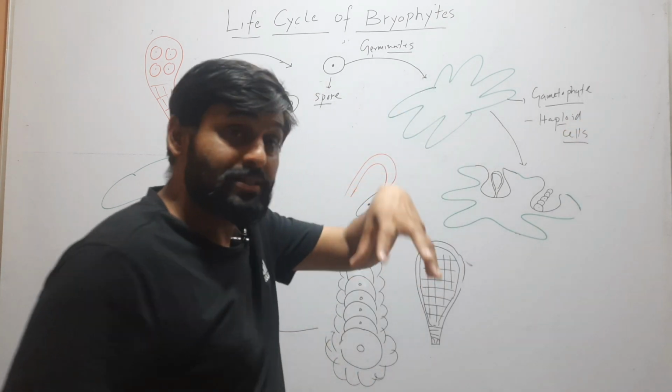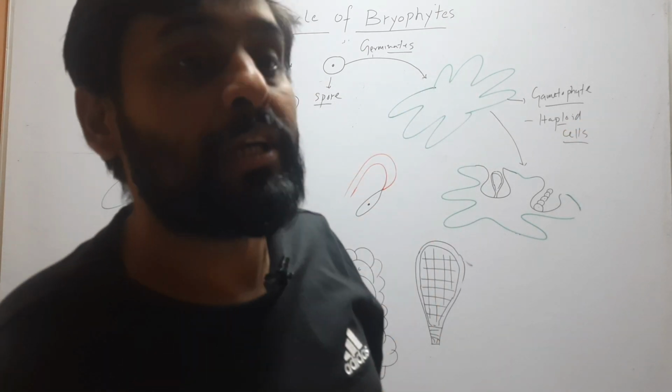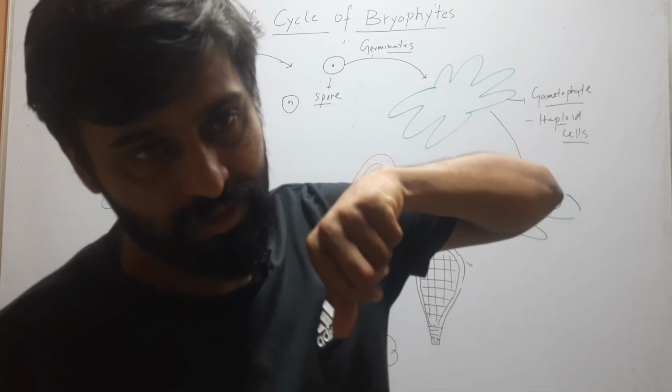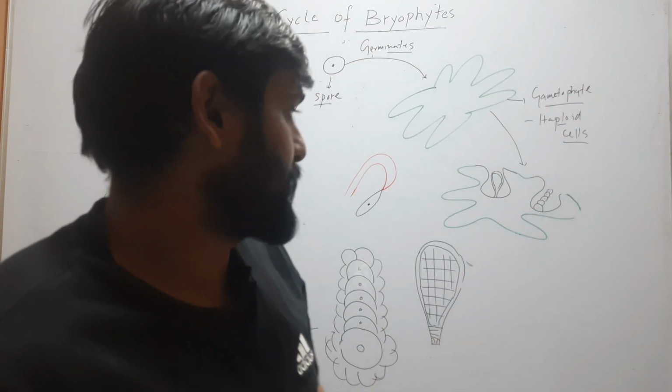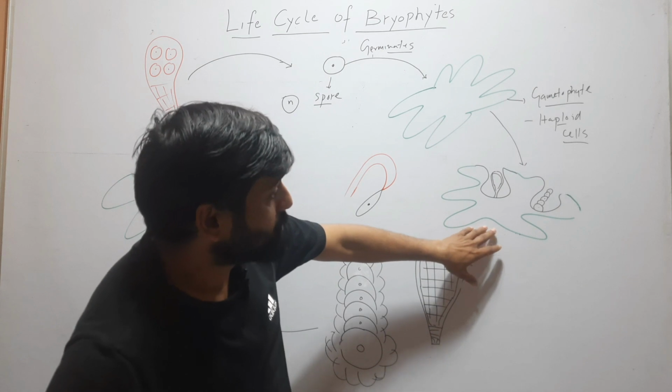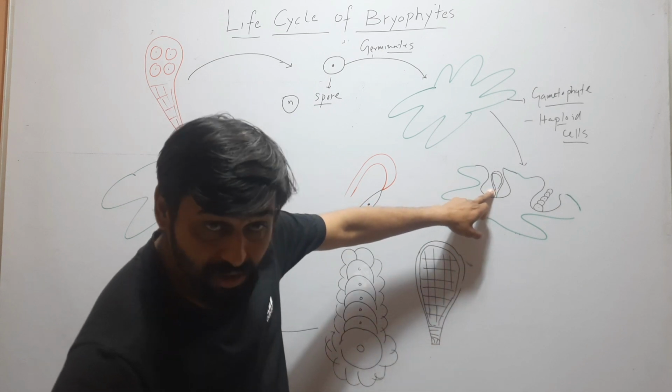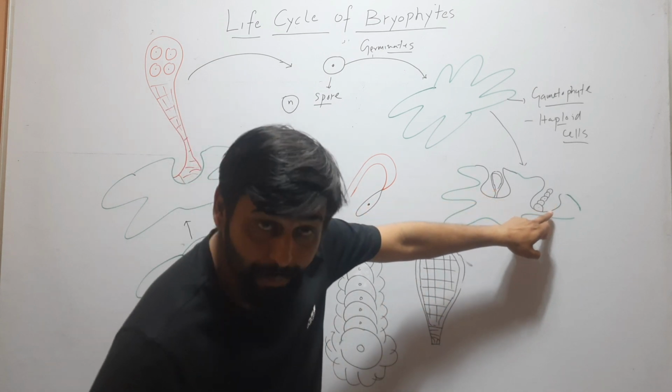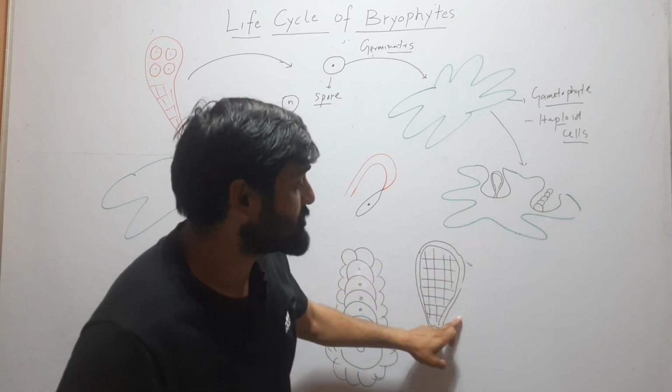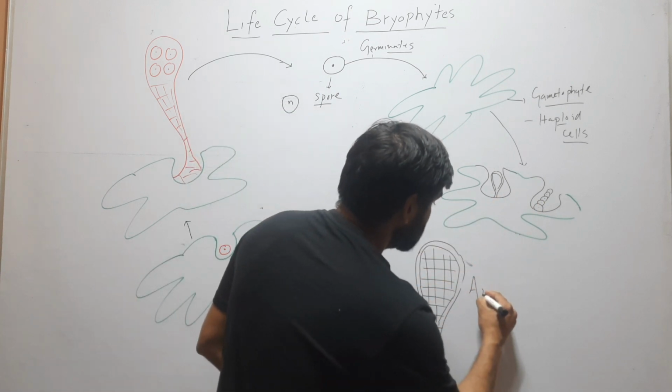And this thallus, this gametophyte, on maturity will form reproductive structures: a male reproductive structure and a female reproductive structure. So here this thallus on maturity will form the male reproductive structure, this is the male reproductive structure, and this is the female reproductive structure. The male reproductive structure is called antheridia.